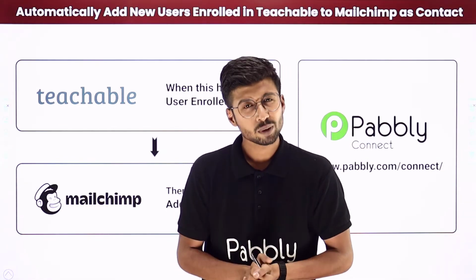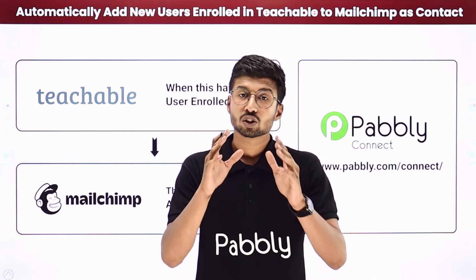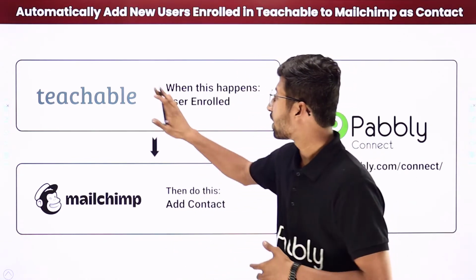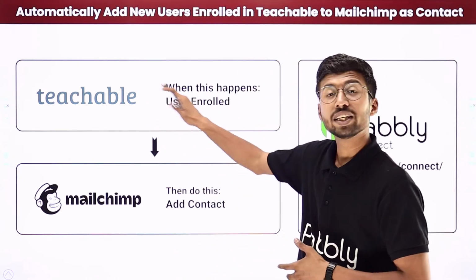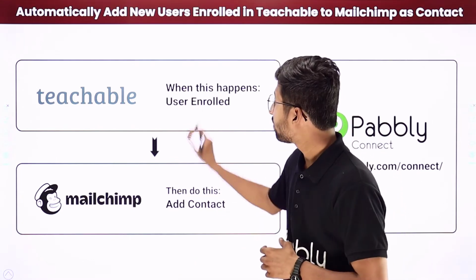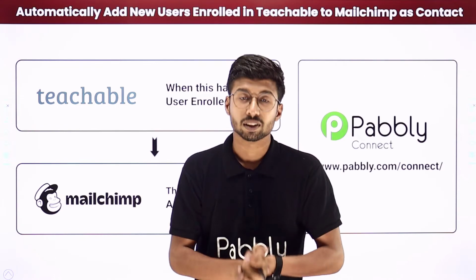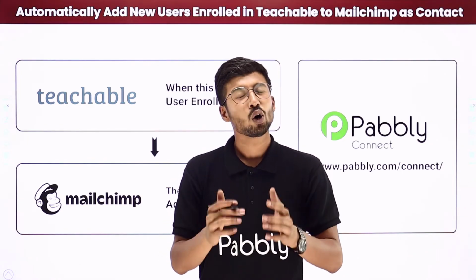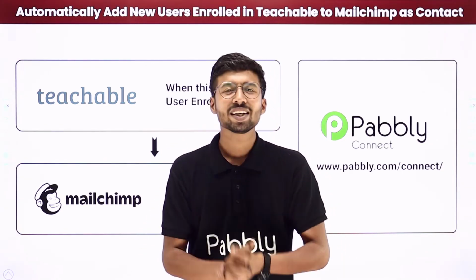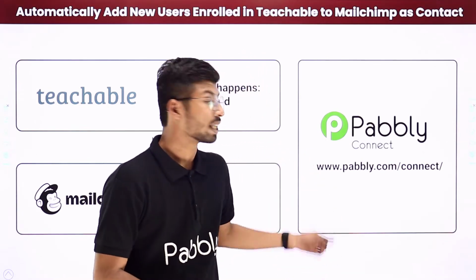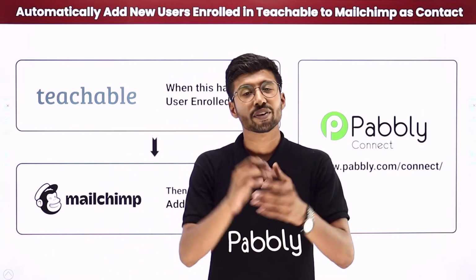automation. Now you must be thinking what kind of automation. So an automation guys by which whenever you will enroll a new user in your Teachable account, automatically the very same user will be added as a contact in your Mailchimp contact list as well. Interesting, right? Now, how we are going to do this? So to make this happen, we will be using Pabbly Connect, which is an automation and integration software.